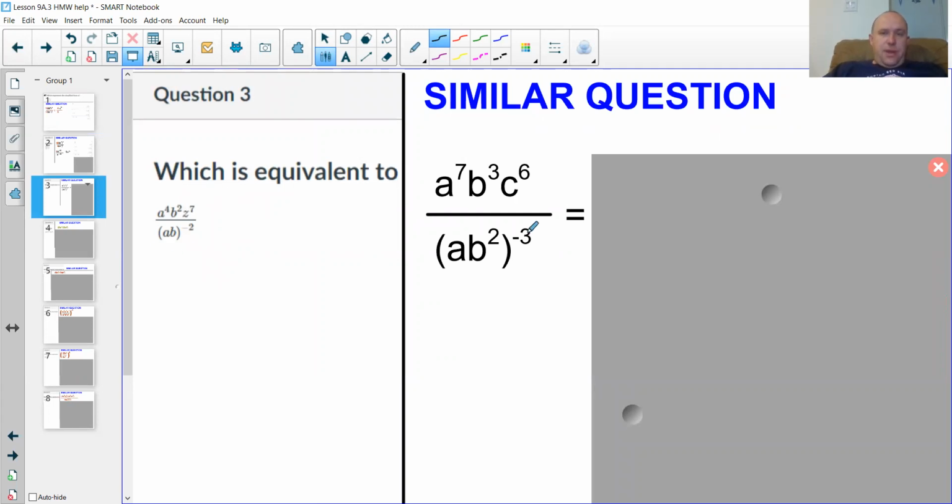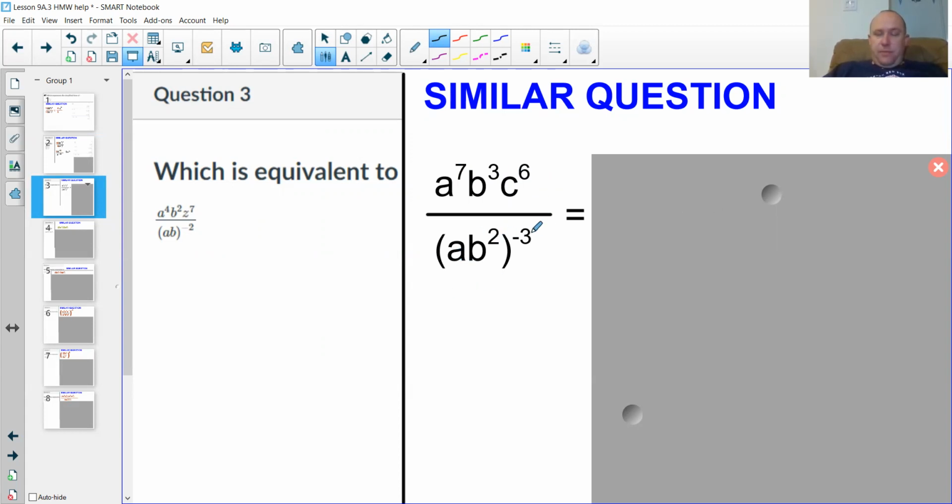Here's the real question 3. Here's my similar question. Mine's actually slightly more complicated. I've added an exponent into the b, and I increased the power from -2 to -3. Notice on the top, though, there's nothing to simplify here. It's just a to the 7, b to the 3, c to the 6, no parentheses or anything. So that part of the question is good.